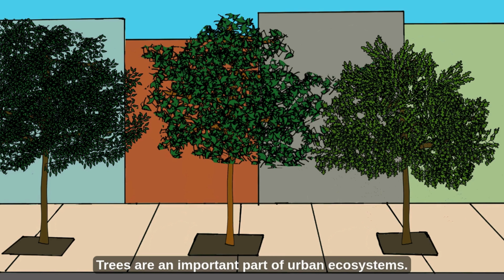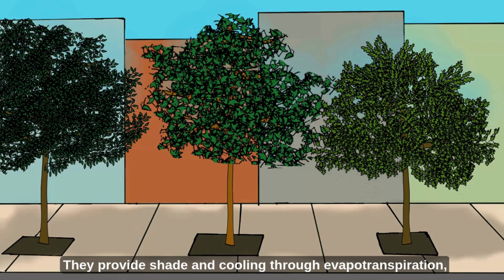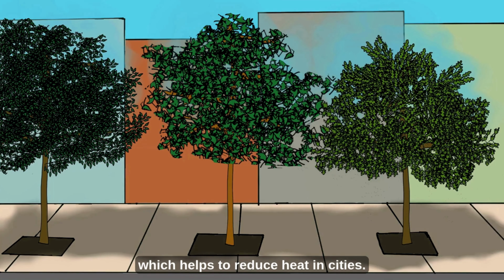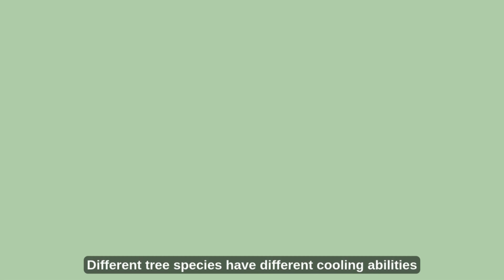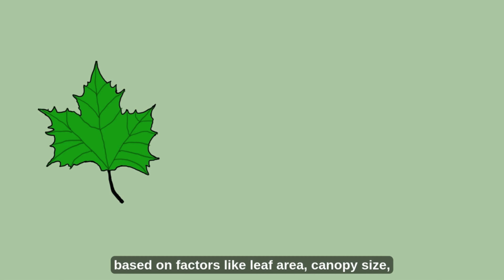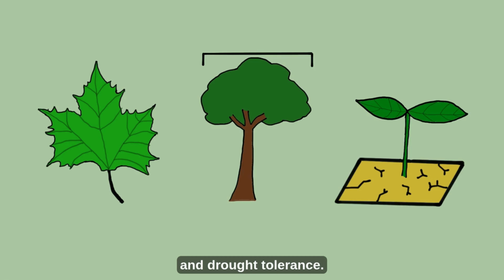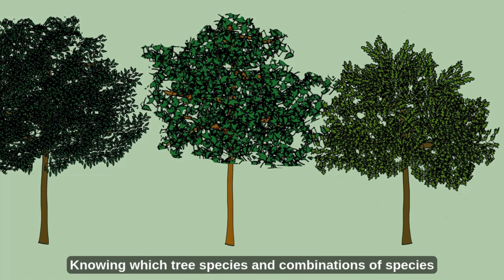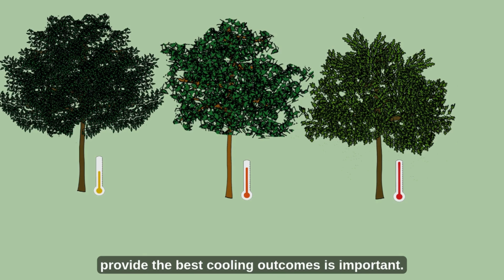Trees are an important part of urban ecosystems. They provide shade and cooling through evapotranspiration, which helps to reduce heat in cities. Different tree species have different cooling abilities based on factors like leaf area, canopy size, and drought tolerance. Knowing which tree species and combinations of species provide the best cooling outcomes is important.